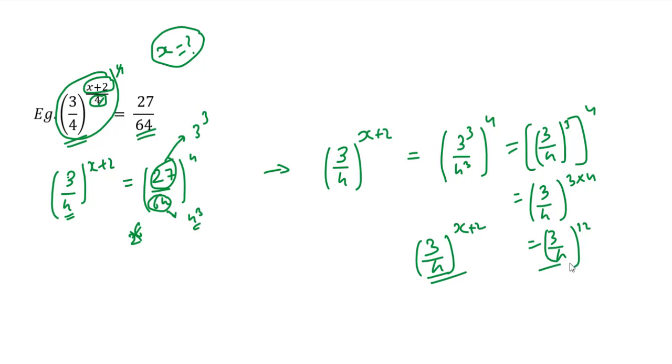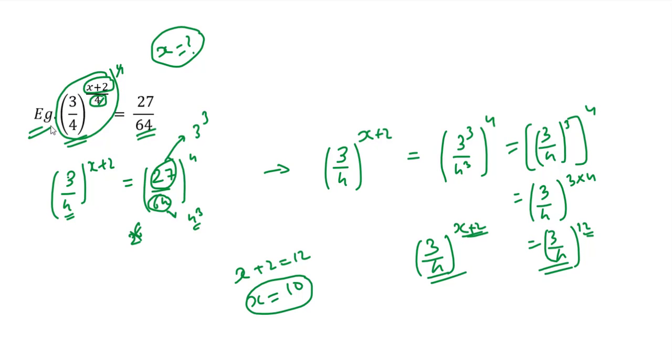Now the bases are equal on both sides, so we can equate the powers as well. So by equating the powers, we'll get x plus 2 is equal to 12, so we'll get the value of x as 10. So by using the laws of indices, you can solve for unknown values as well.